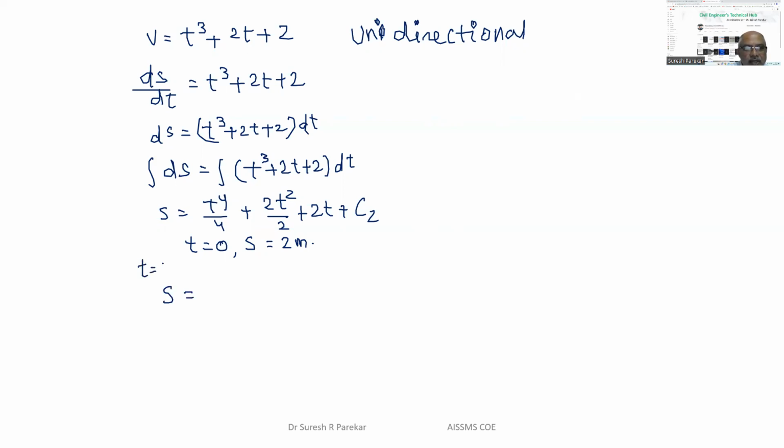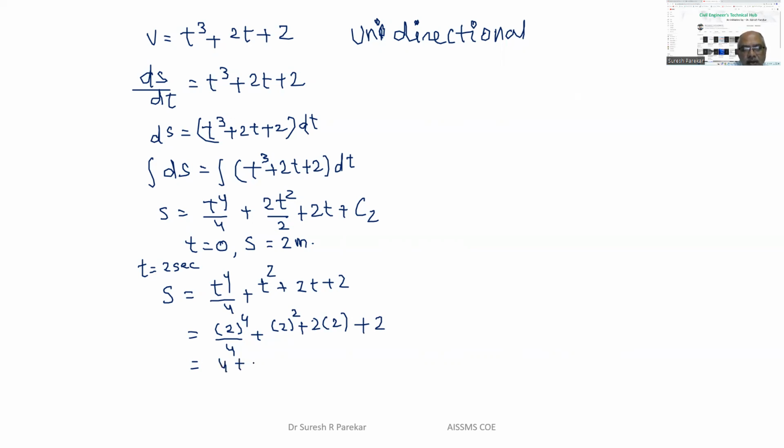that t is equal to 2 seconds. Our equation of s is t4 upon 4 plus t square plus 2t plus 2. And now put it, so we will get it as 2 to the power 4 upon 4 plus 2 square plus 2 into 2 plus 2. And then we can have this as 2 2s are 4, 16. So we have 4 plus 4 plus 4 plus 2. So 16 plus 2, 18 meter.